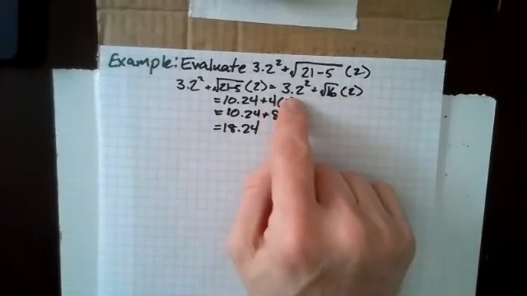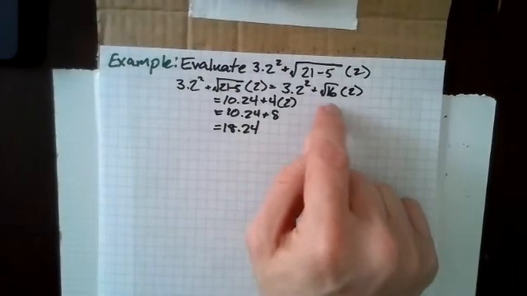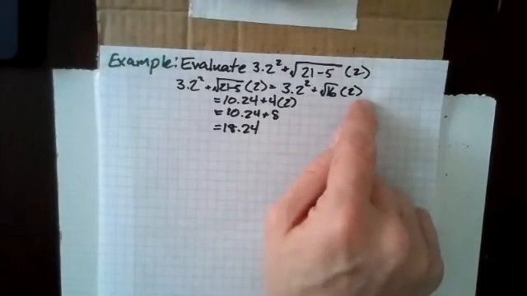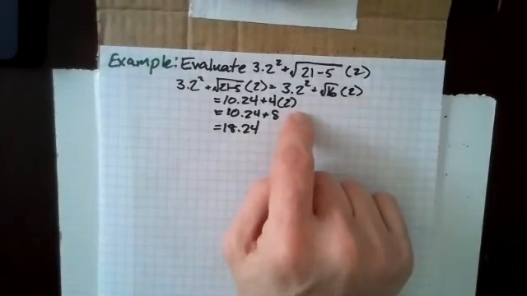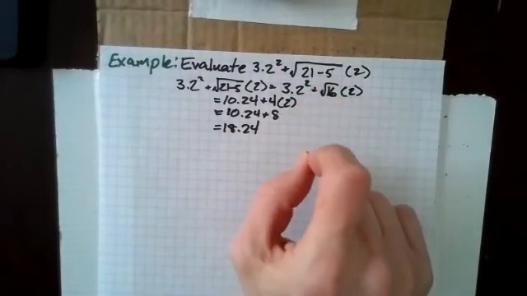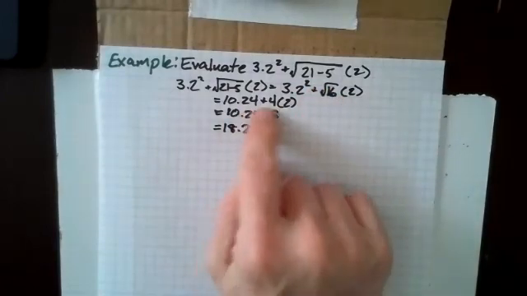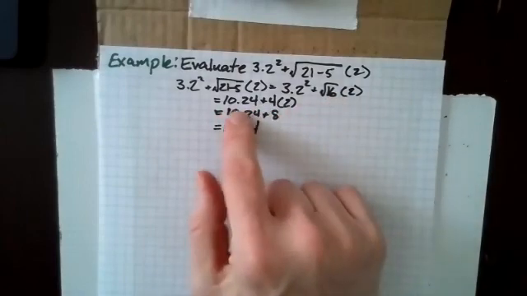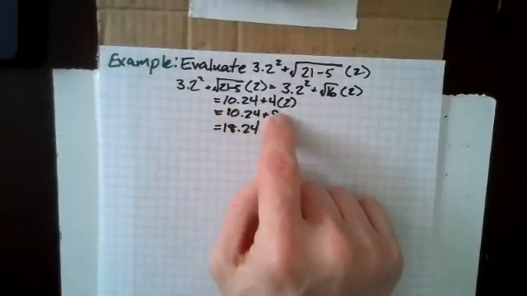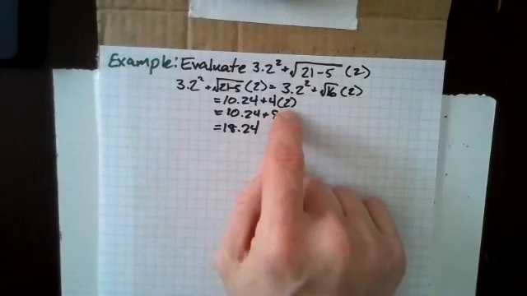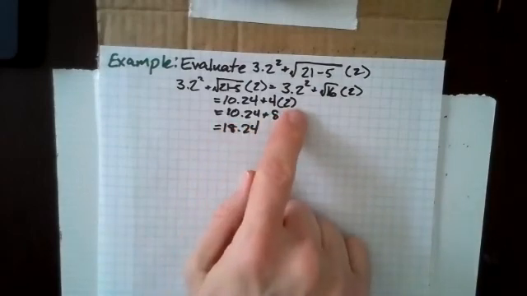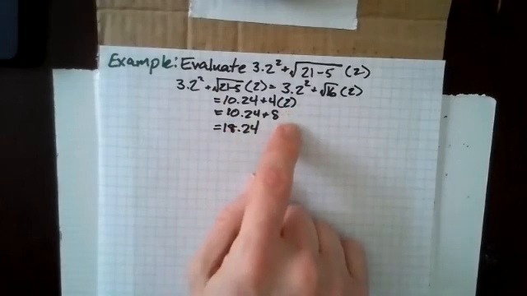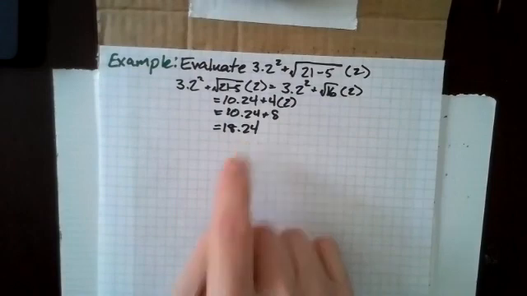So now we have 3.2 squared plus the square root of 16 times 2. Now we'll evaluate squares and roots from left to right. 3.2 squared is 10.24. Square root of 16 is 4, so we have 10.24 plus 4 times 2. Now we evaluate multiplication. 4 times 2 is 8, so we have 10.24 plus 8, which is 18.24.